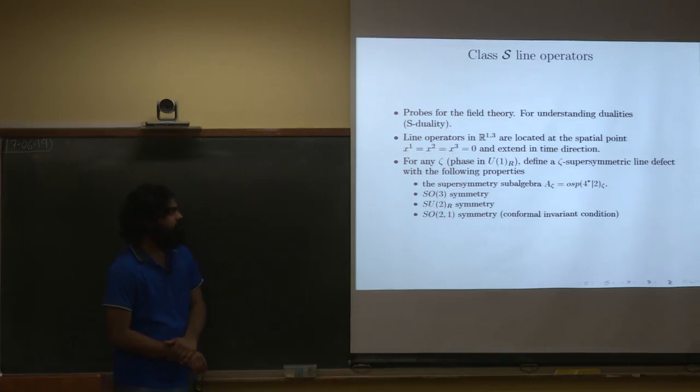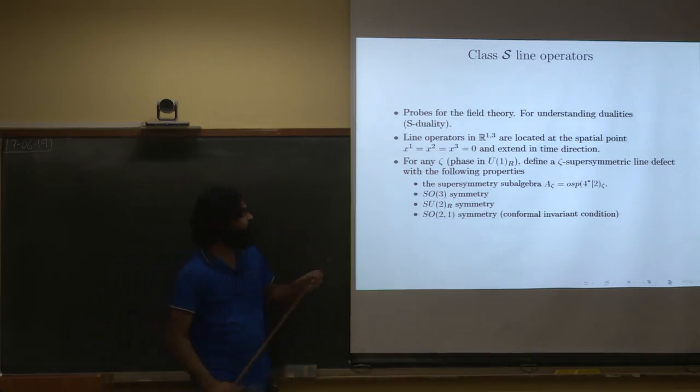Right, as far as I understand, these supercharges pick up a phase once you conjugate the spatial reflections by the U(1)R rotations. So the phase picked up by supercharges is defined by zeta, and there is an entire algebra in which this zeta appears due to this conjugation. This, as far as I could understand.